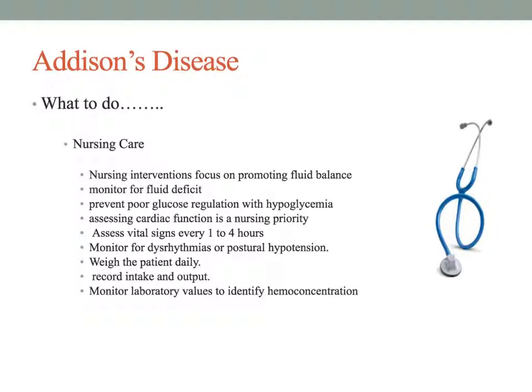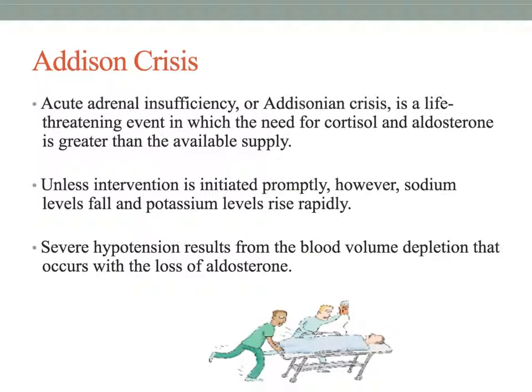We also have to make sure that the patient understands their medication, and we need to educate them on the risk of possibly going into something called an Addison's crisis, which is a life-threatening event. Addison's crisis is a life-threatening situation where there is an acute adrenal insufficiency. Remember what your adrenal glands do.